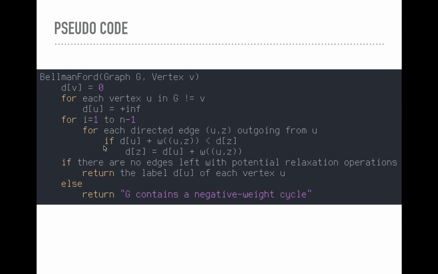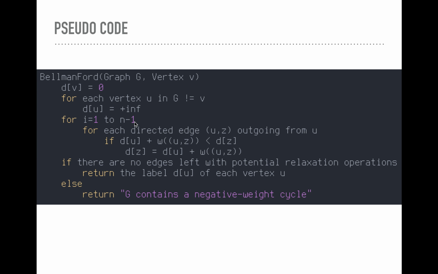this is the relaxation procedure. So if the distance to U so far, plus the weight of the edge from U to Z, is less than the distance that Z already has, so we have this new path coming from U, and that's shorter than the path that we already had to Z, then we'll make the path to Z that new path that we just found.